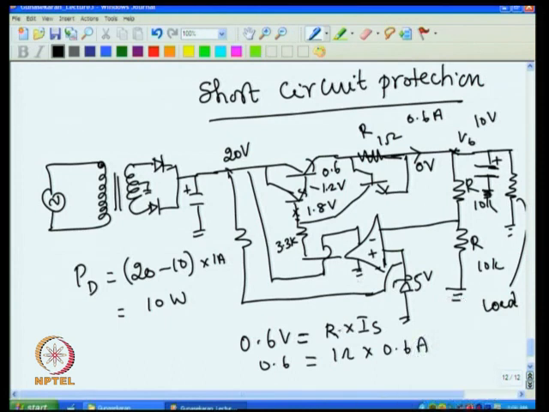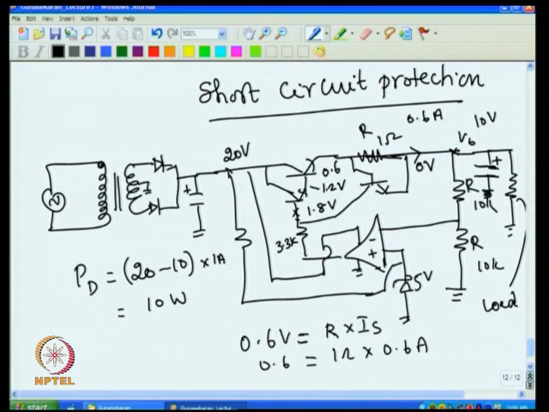So I can select R to get whatever short circuit current I require. Because even in normal operation, if I put, for example, 1 ohm, and the current goes up and you get 0.6, then this starts conducting and it will get into current limiting mode. So if I put 1 ohm, I can take only 0.6 ampere maximum in this case.